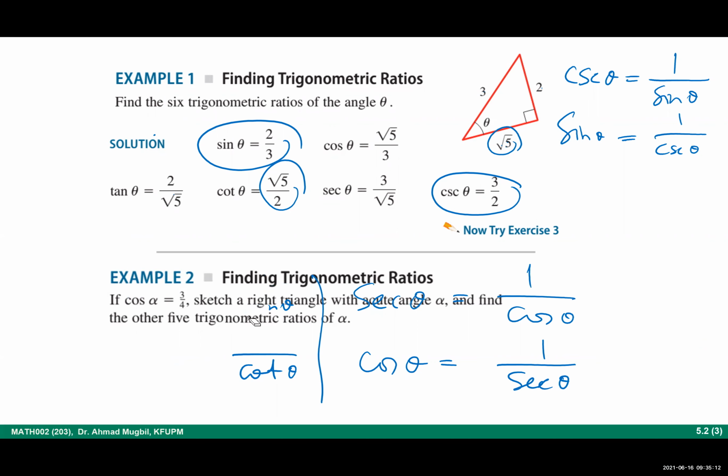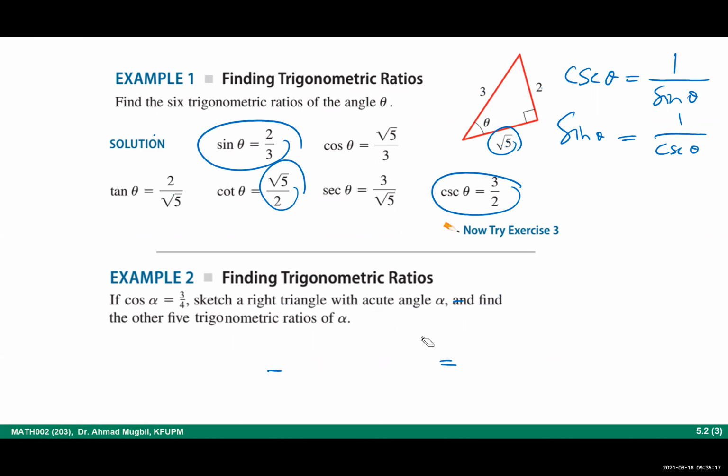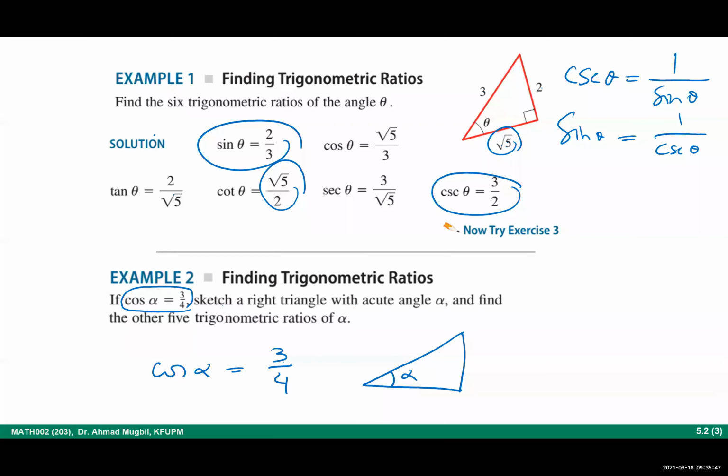When you have one of these ratios and you want to find the other ratios, what will you do? It is given that cosine alpha is 3 over 4. Then sketch a right triangle with acute angle alpha. Acute means between 0 and 90. Then find the other 5 trigonometric ratios. So now, Shabab, when we have cosine alpha equals 3 over 4, if we have a triangle and this is alpha, what is given for us?